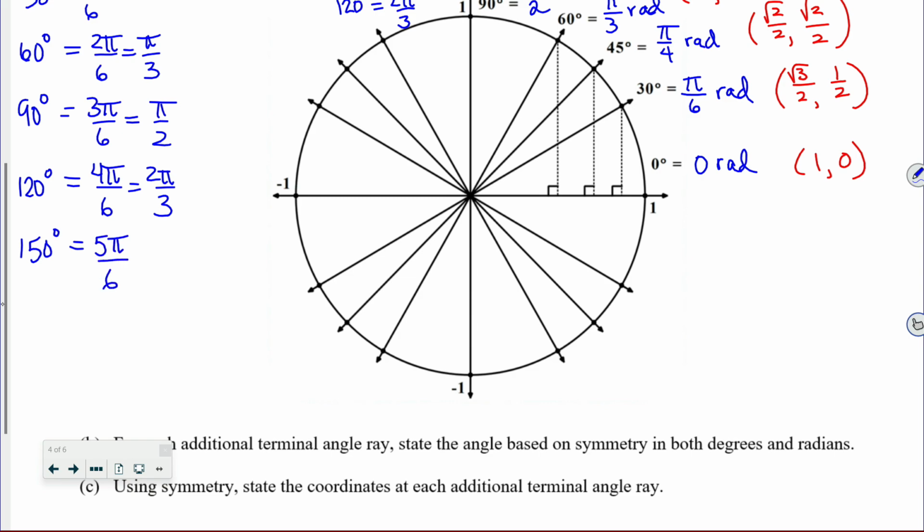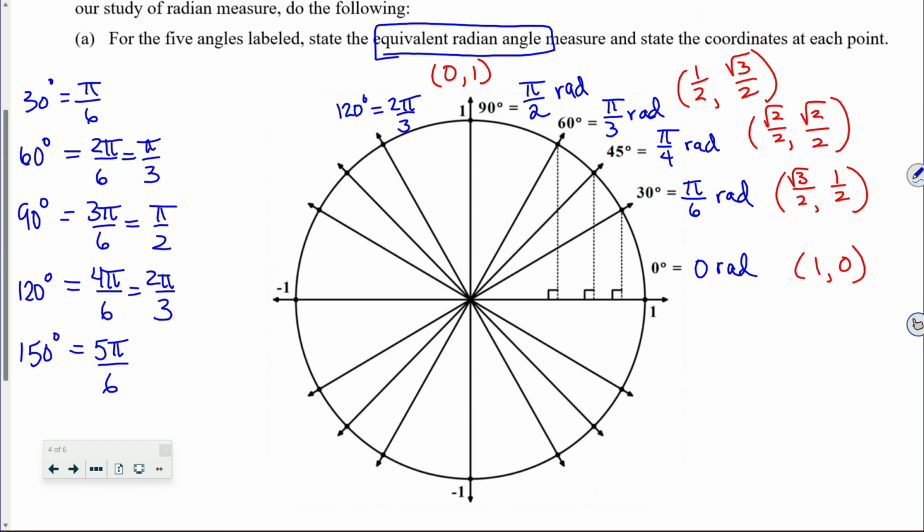Just notice, I'm just going up in pi over 6s. Pi over 6, 2 pi over 6, 3 pi over 6, 4 pi over 6, 5 pi over 6. And that is 150 degrees. And notice I cannot reduce that. That's 5 pi over 6.